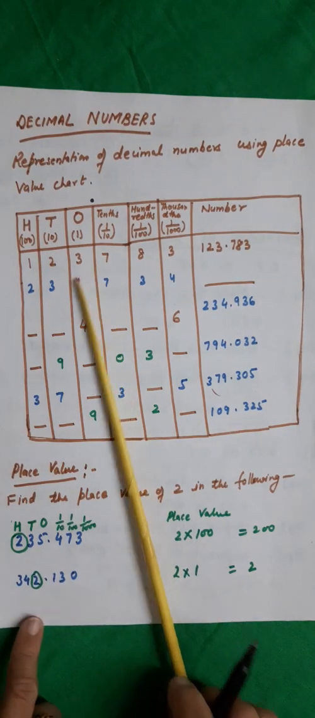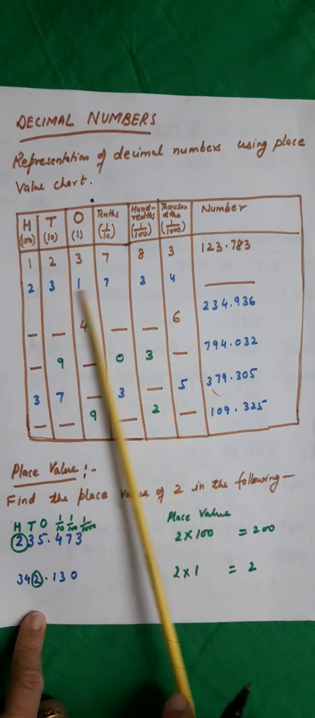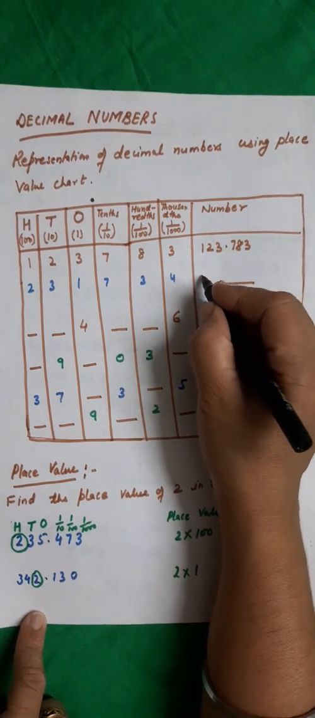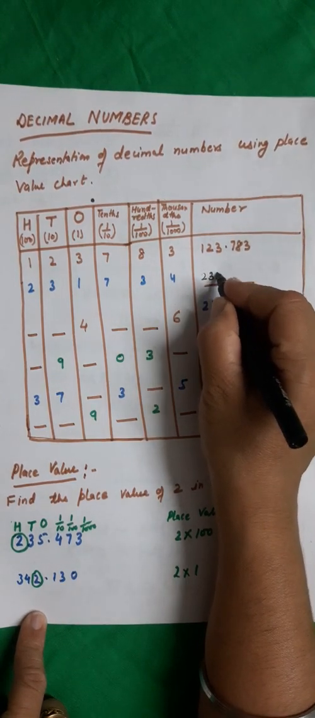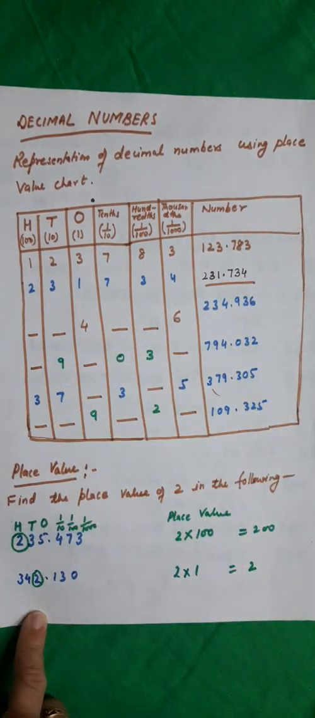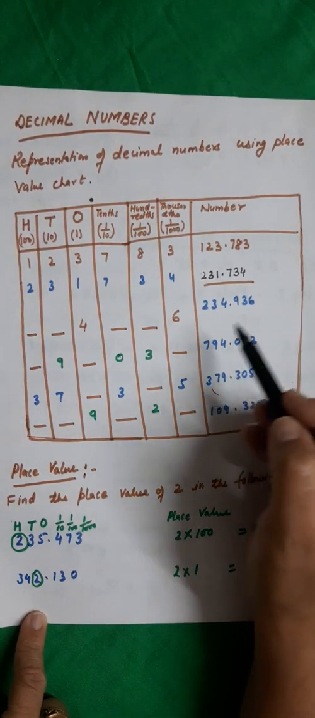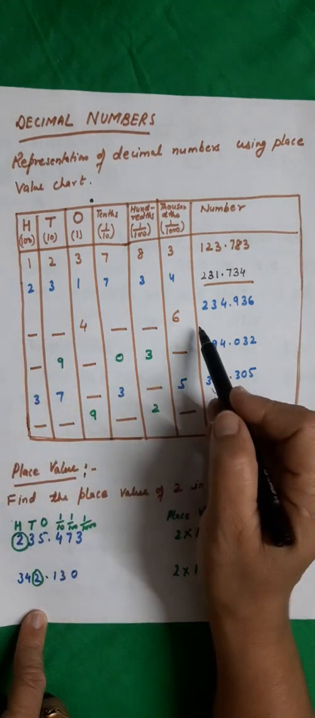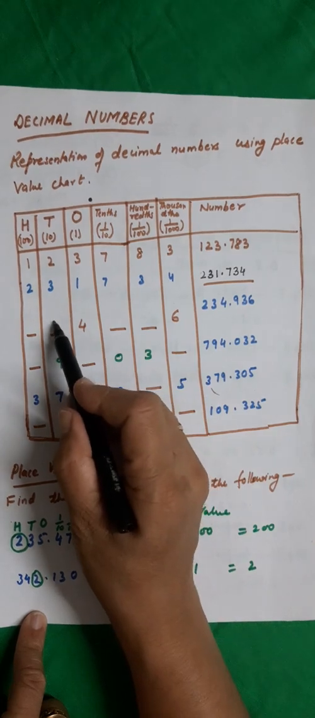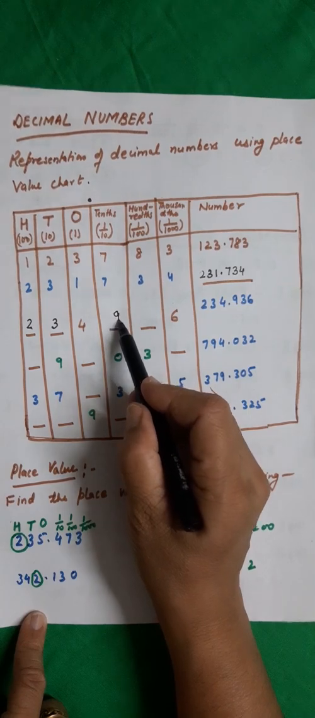Here what do I have? What digits will come here? If I want to write a decimal number out of these digits which are put here, I will have 231.734, right? And if I have this number 234.936, then I have to arrange it here. So I will be arranging like this only. Decimal is here, 4 is already written here. So 3, 2. And here if I have to put, it will be 9, 3.